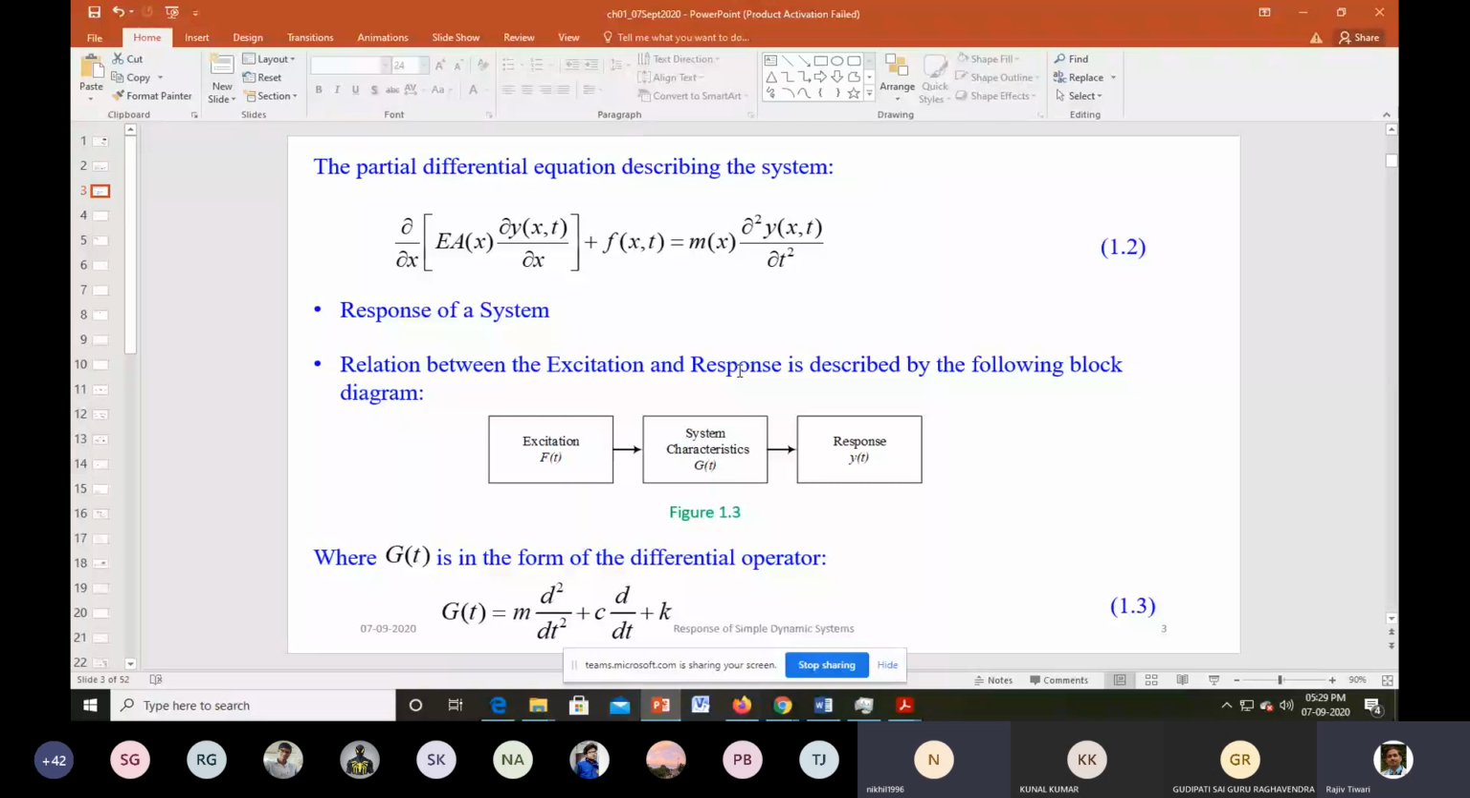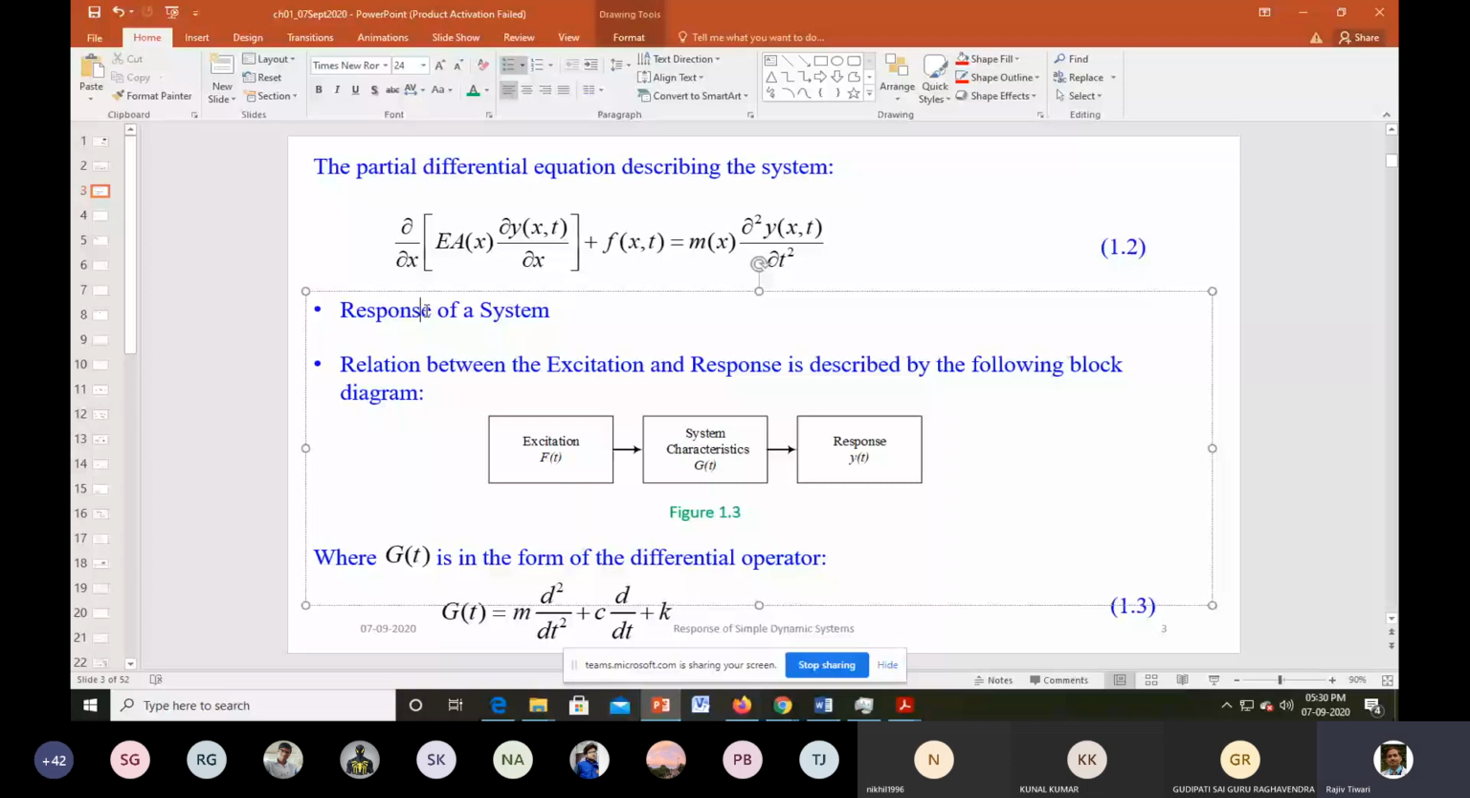I think all the queries are there because initially, definitely, you'll be having a lot of queries because all of you have come from different backgrounds. So gradually, that's why I'm going slow at present. Now we know what is system and what is the response. The response is the displacement or velocity or acceleration. Okay, so those are the three things.